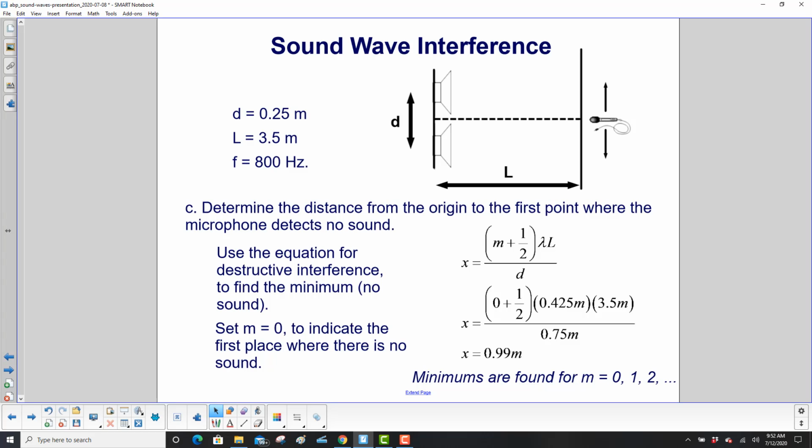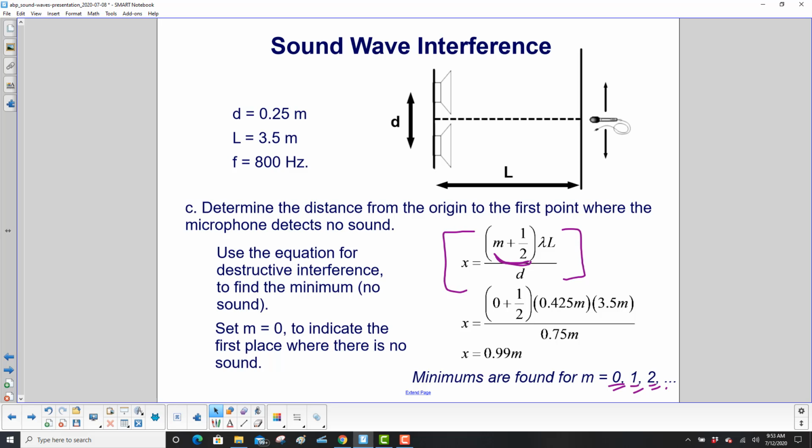Determine the distance from the origin to the first point where the microphone detects no sound. This time we use the destructive interference equation, and the only difference there is instead of m, we have m plus 1/2, and m will start at 0 and then go 1, 2, 3, etc., etc.